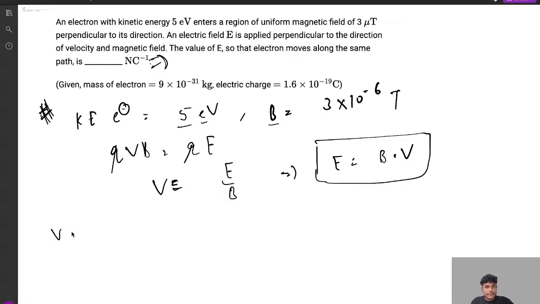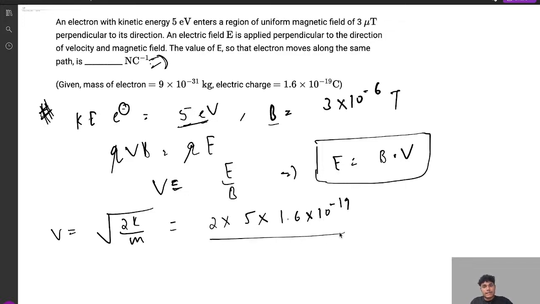So what is V? That is equal to root of 2K by m. Here K is the kinetic energy. As the kinetic energy is given here, we have to find the velocity first. What is kinetic energy? That is equal to 5 into electron volt, that is 1.6 into 10 raised to power minus 19. And what is our mass? Mass of electron is equal to 9 into 10 raised to power minus 31.